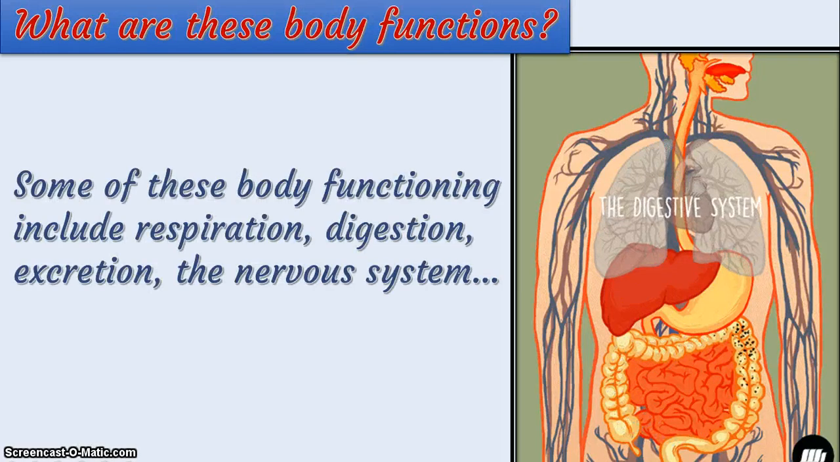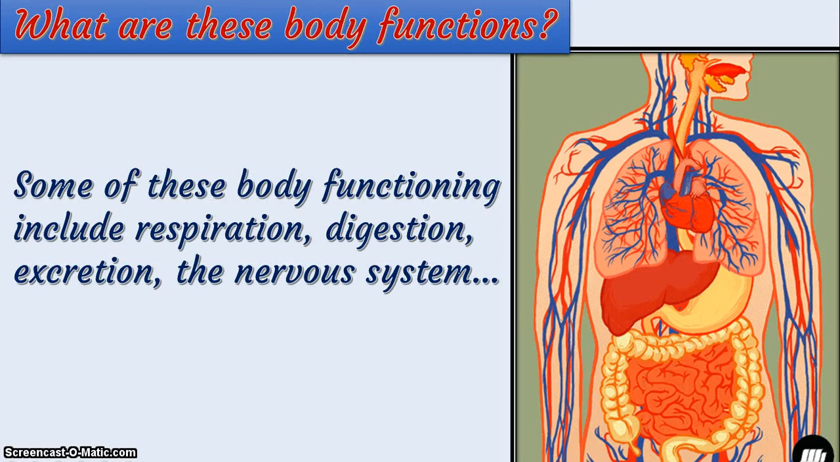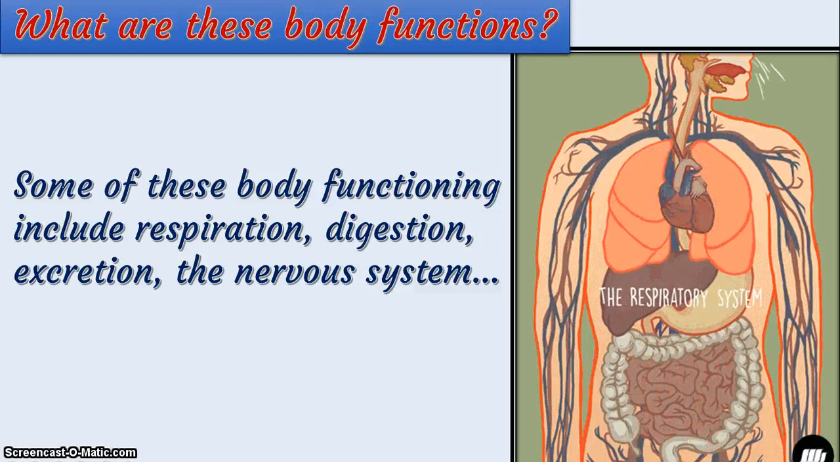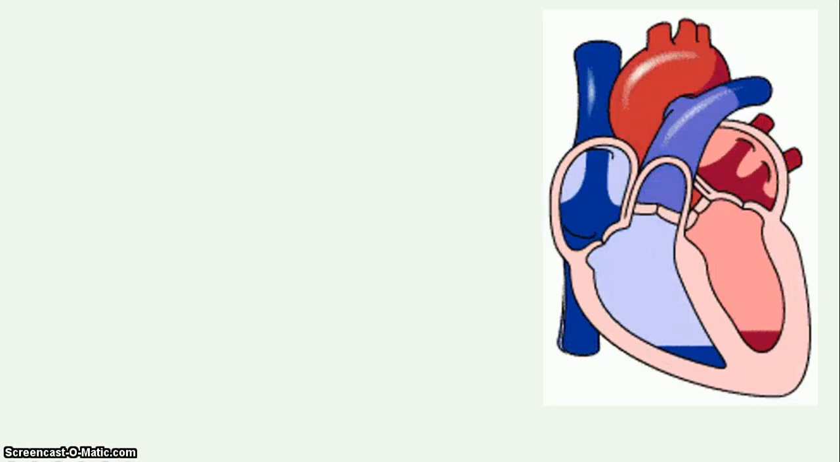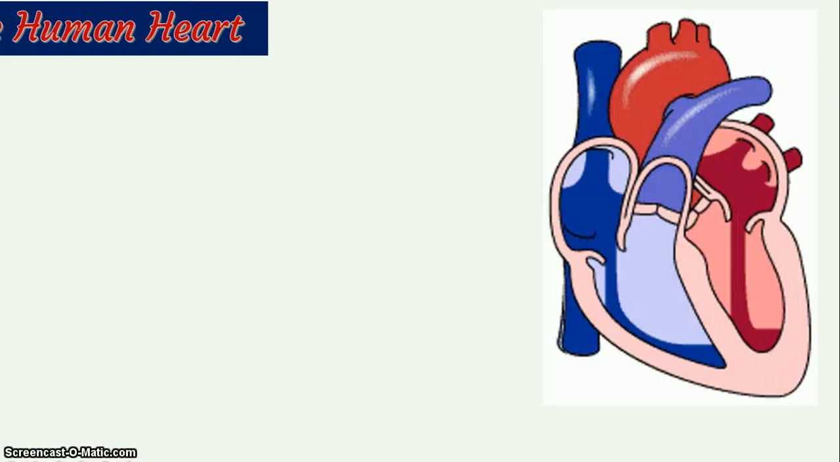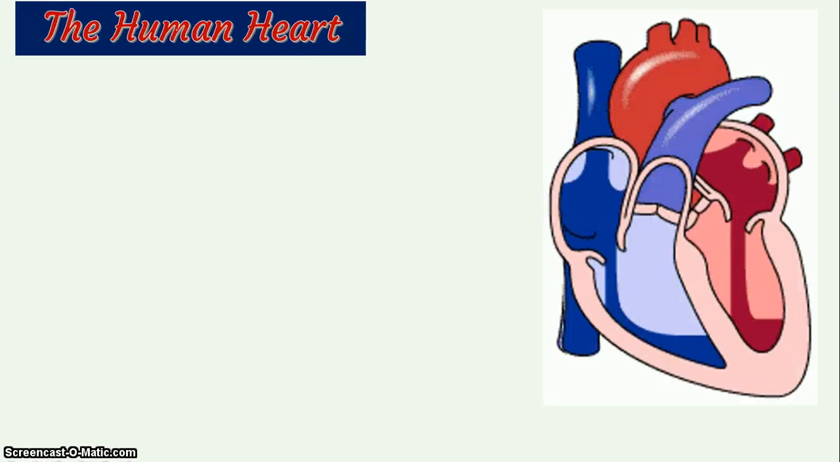So this body functioning will include such processes as respiration, digestion, excretion, and even the nervous system and others. What are some of the body functioning again? Respiration, digestion, excretion, the nervous system, and others. Take note of that. So let us move on. Look closely. What do you see? That is a model of the heart. The heart is actually what it is.